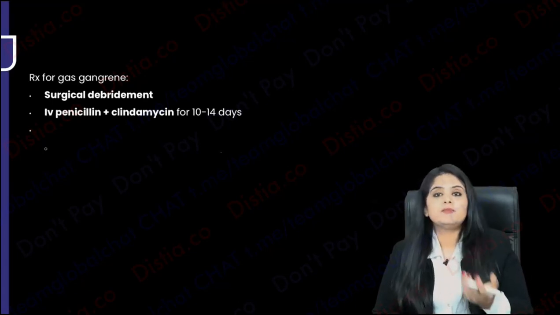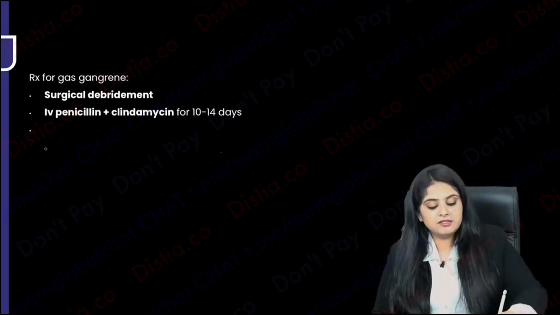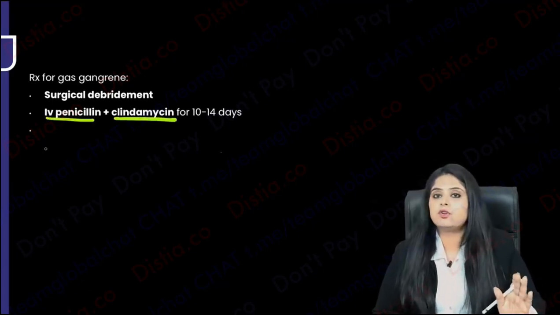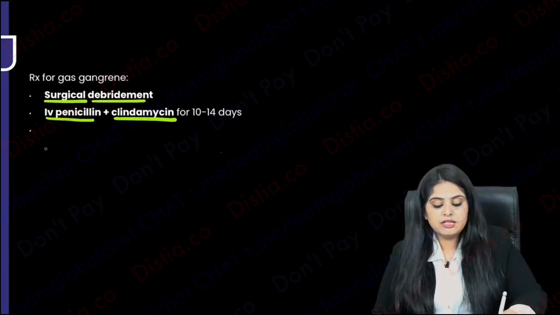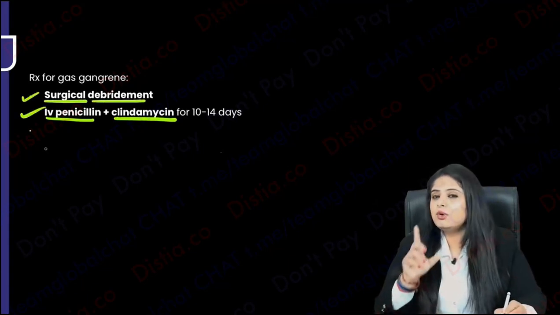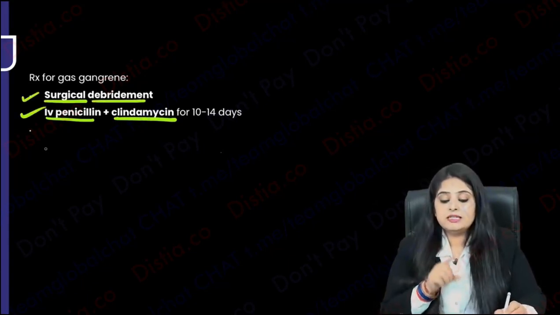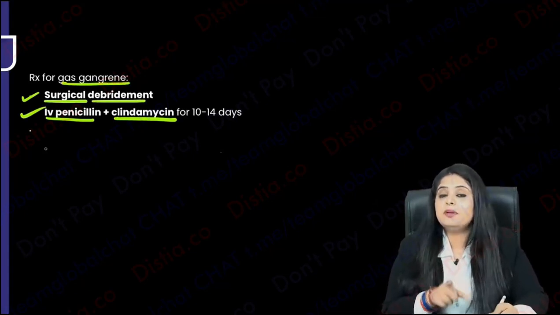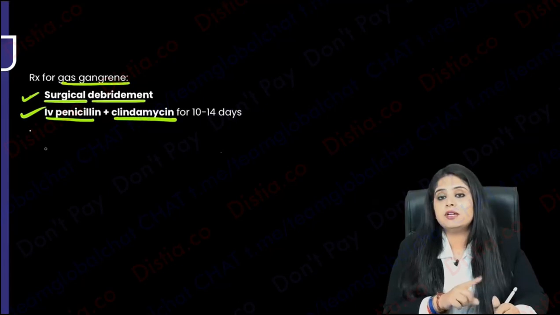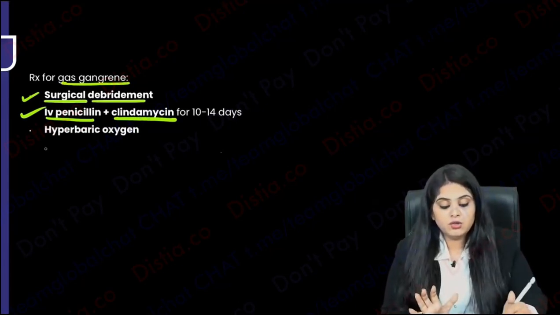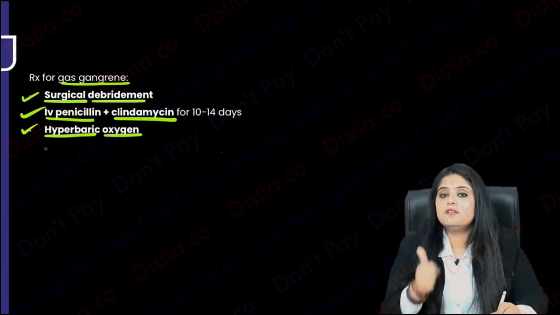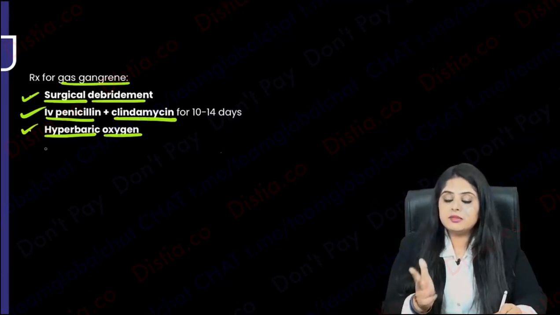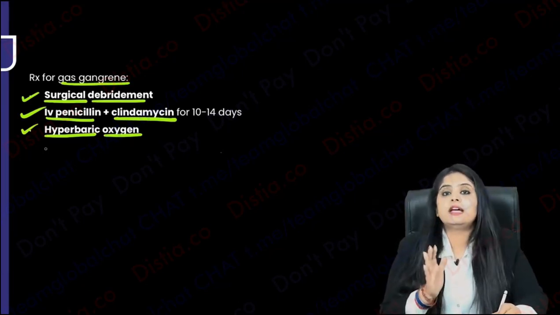After that, you will have to give the patient antibiotics. So there is IV penicillin plus clindamycin, which is given for almost 2 weeks, 10 to 14 days, right? Then you also have to think that this gas gangrene happened because of an anaerobic environment. So don't maintain anaerobiosis, give oxygen. You also have to consider hyperbaric oxygen. So surgery with hyperbaric oxygen, with IV antibiotics, penicillin and clindamycin, that is your treatment.